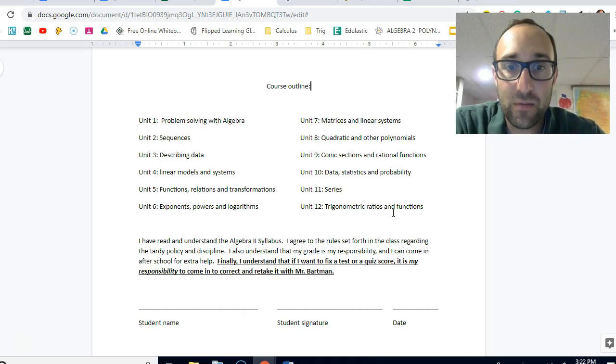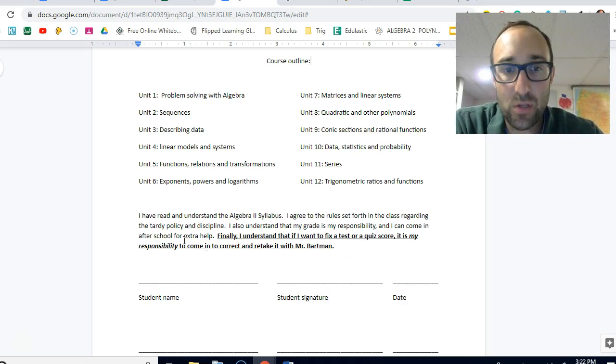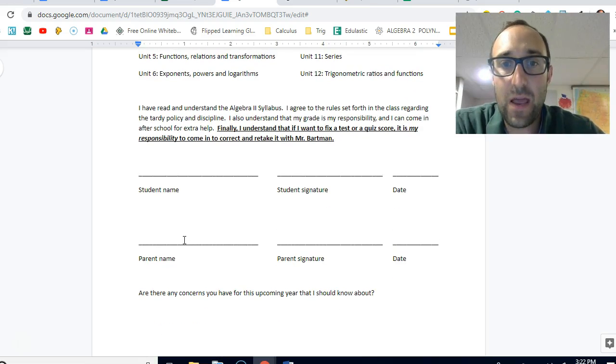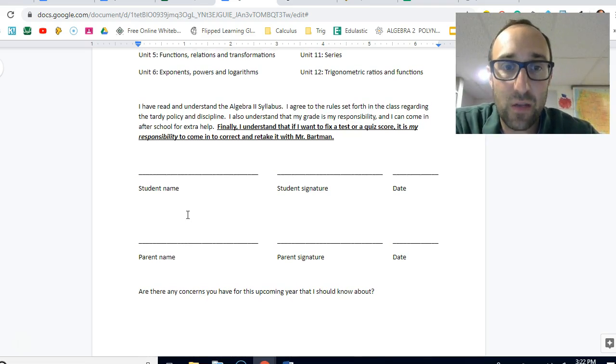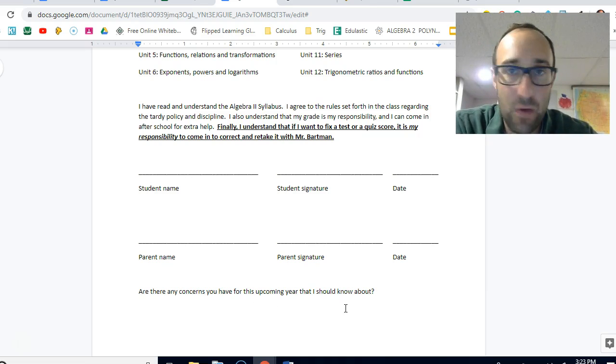So it all depends. Okay, so at the end, your student should sign and you should sign, and then you can hand this back to me, or you can email me if you think that's easier, either one. And are there any concerns you have for the upcoming year that I should know about? If you want to write them in, give it to me. If you want to email me, that's fine. Is there anything that I need to know?